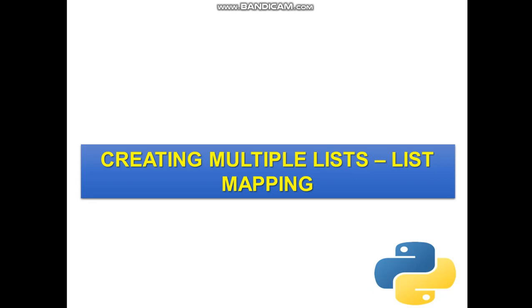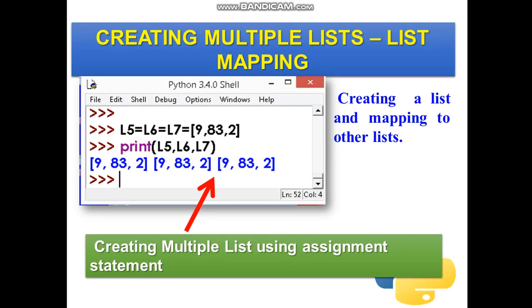Creating multiple lists, that means list mapping. For example, I have created three lists, L5, L6 and L7 equals to 9, 83, 2. So all these lists, that means list 5, list 6 and list 7, contain this data. This data got copied into all these three lists. Now if I want to print L5, L6, L7, you can see that all three lists are printing the same data.